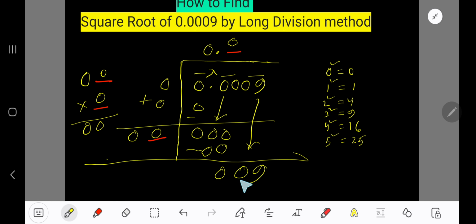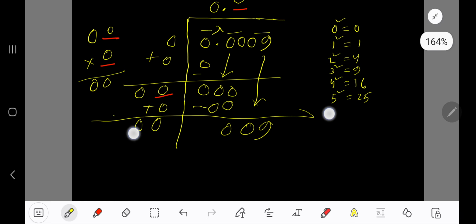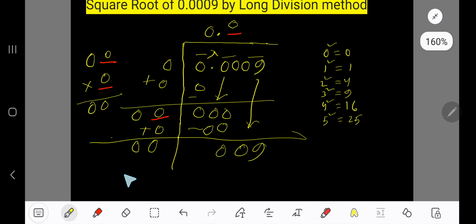0, 0, 9. 009 means 9. As you have placed 0 here, the same digit will come under this divisor and you need to add 0. You can write it also, or you can write. Now you have to consider a digit and multiply, and the product should be equal to this. 009 means 9. It is easy.